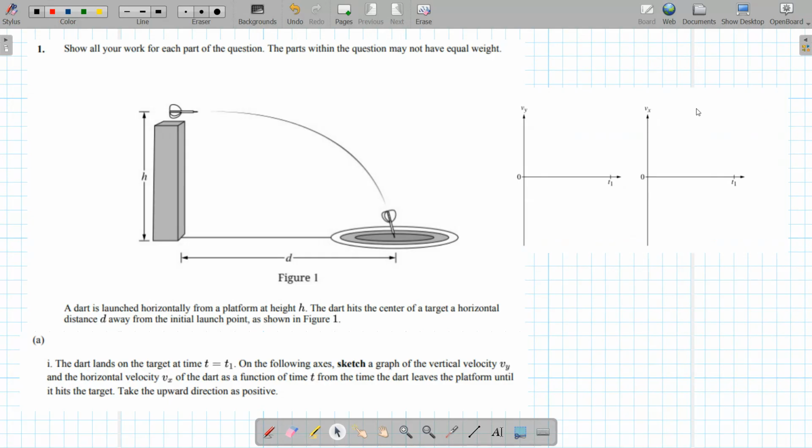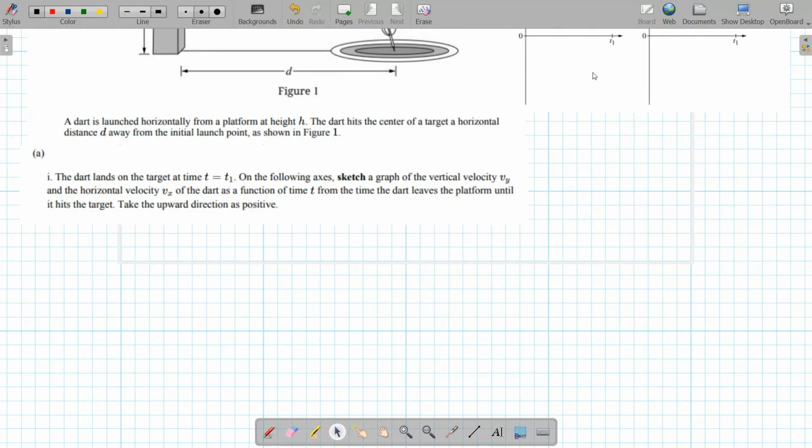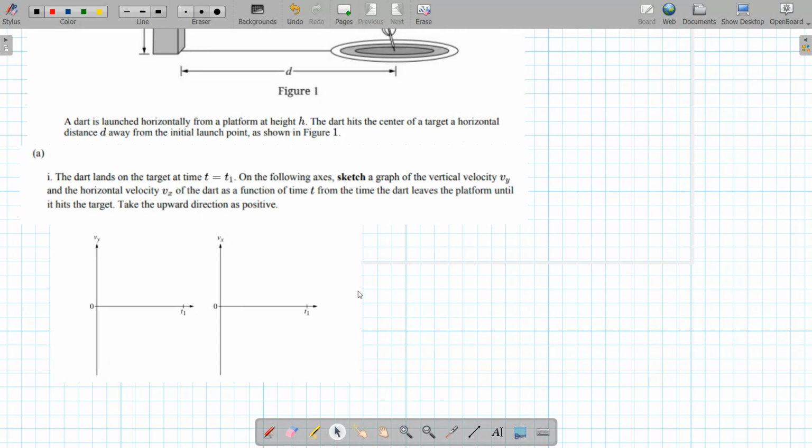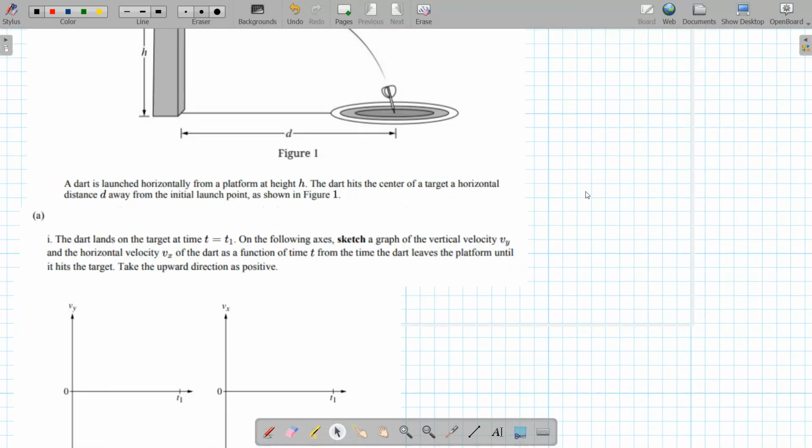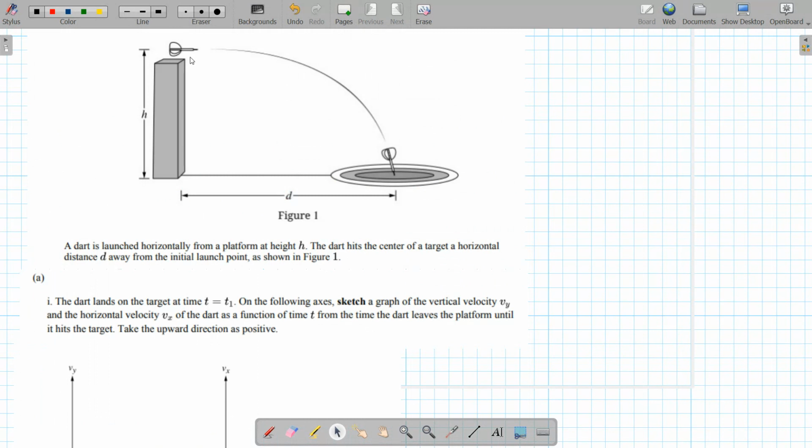On the following axes, go ahead and sketch the graph of the Y component and the vertical component. The vertical, which is the Y, and the horizontal on the X. Sorry, I was reading as I was thinking about how to sketch this. So what we're doing is we're separating the velocity. So when this dart is thrown at the top here, and I'll do the Y in red, what is the Y velocity the instant it's released? That's 0.